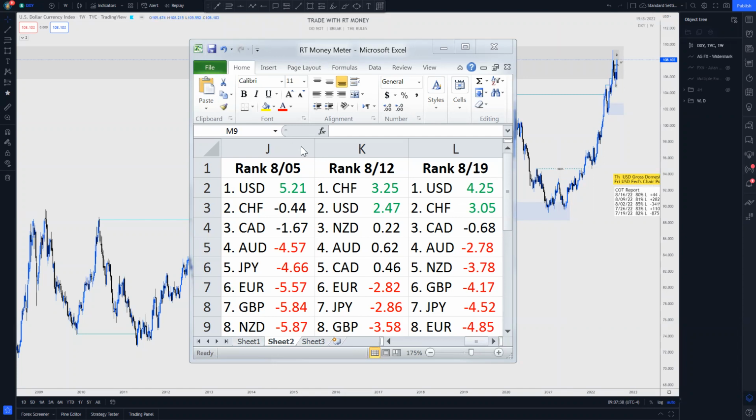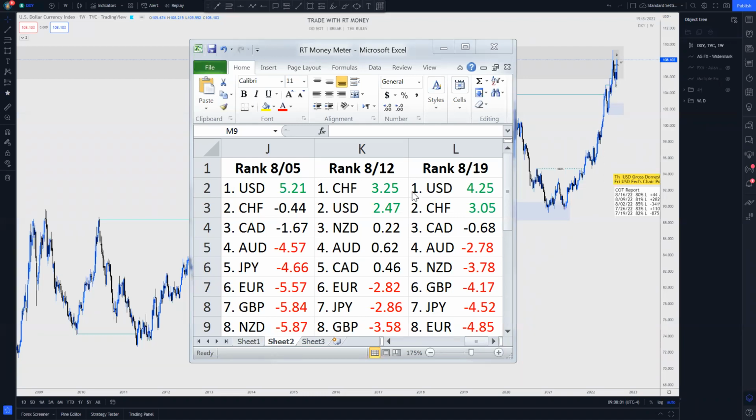The RT money meter tracks the rate of change of each individual currency futures. We're looking at the currency futures, the individual currency, over a period of 15 weeks. And I update this list every week to see what the weekly progress or decline is. All right, and I rank them.